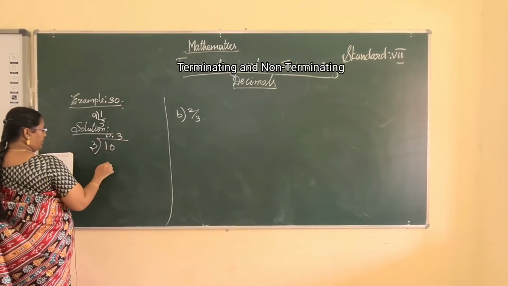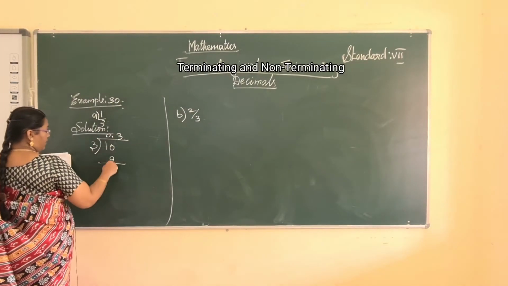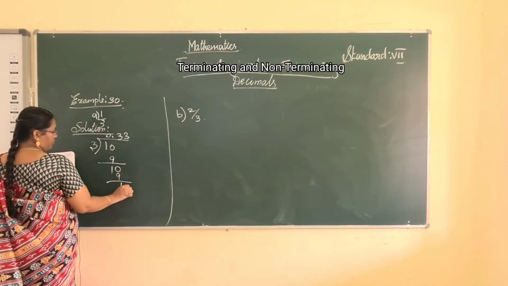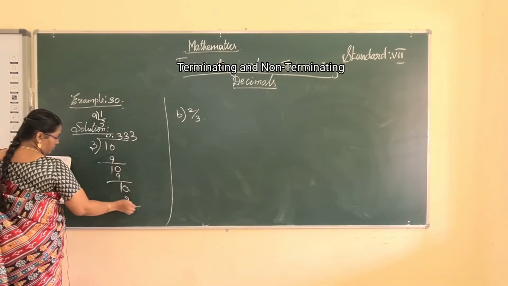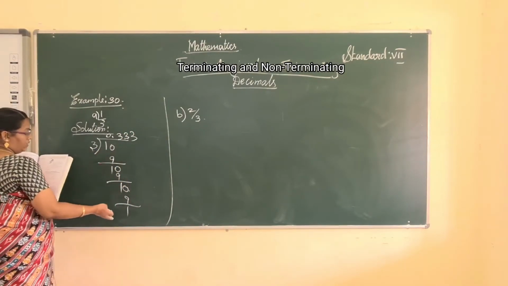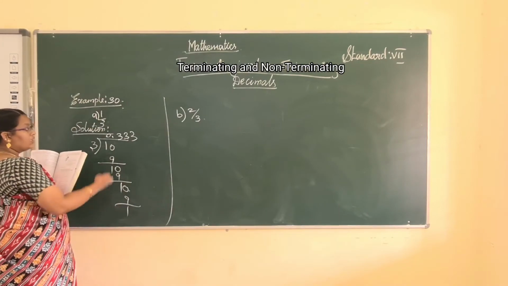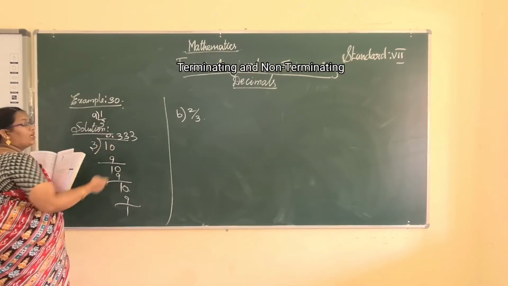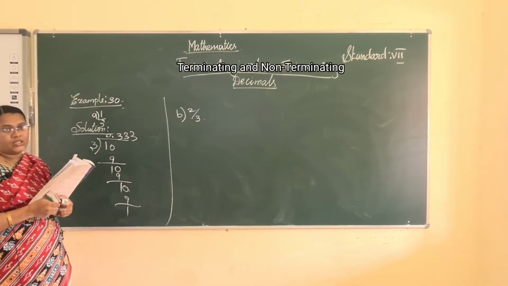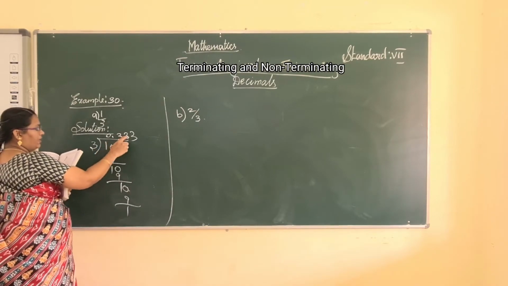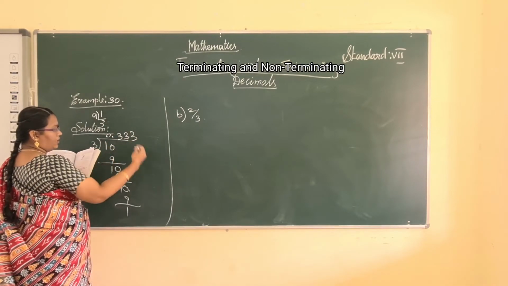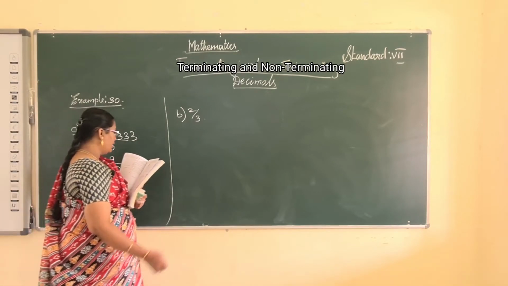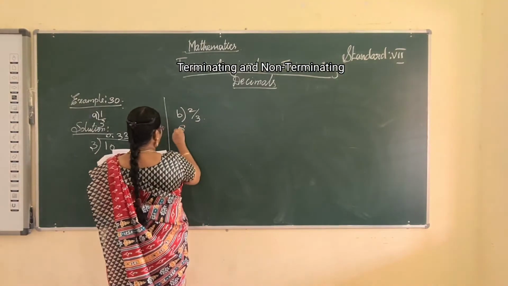3 3s are 9. We get 1 again. Add 0, so it does not stop, it goes on endlessly. Okay, this kind of decimal is called a non-terminating number. Non-terminating numbers are those where the digits repeatedly occur. This is one solution.